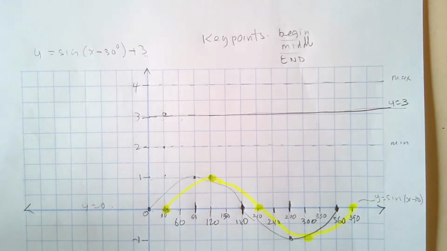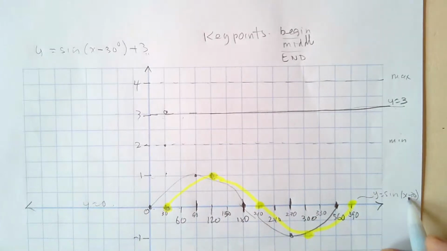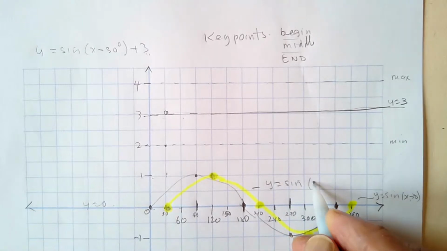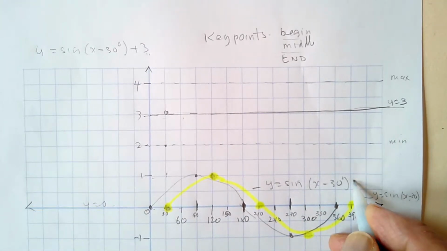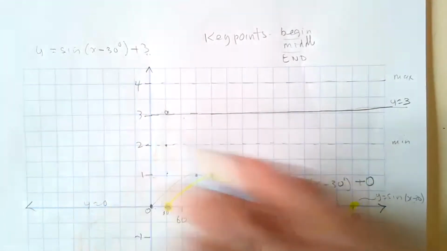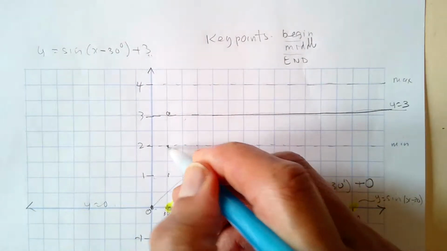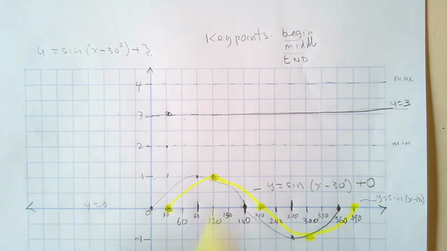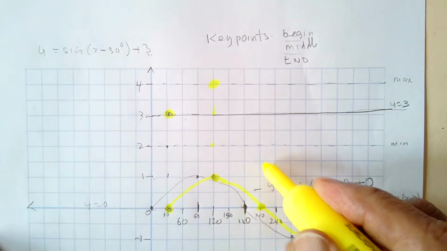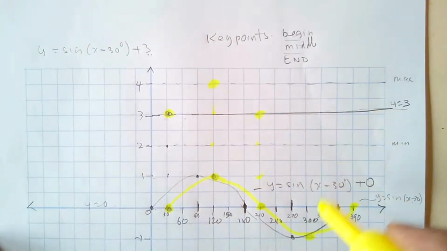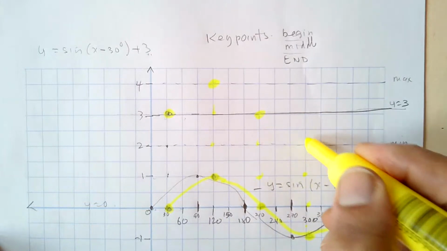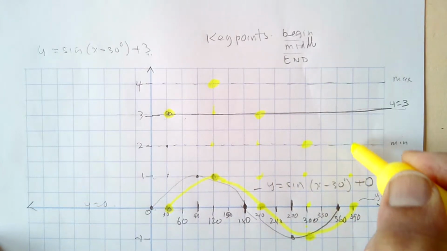But now, initially, the midline here was 0. So this graph is y is equal to sine x minus 30 plus 0. Now the 0 is a midline, but now this other one is 3. So you can see it'll make sense. You go up 1, 2, and 3. So you start from here, so a new graph. Go up 1, 2, 3, and over 1, 2, 3.